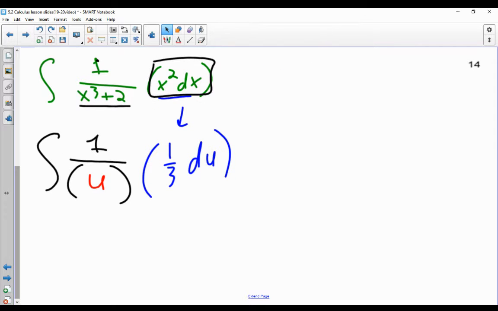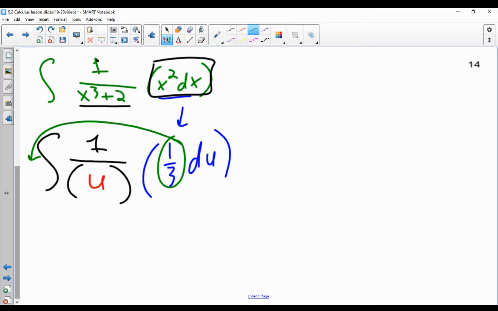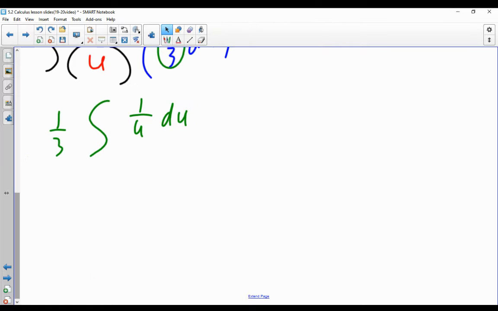And now it looks very similar to problems we've done in the past. And if you want to make it easier, you can go ahead and take the 1/3, bring it to the front. So now we'll have 1/3 integral of 1 over u du. Now that's rewritten like this, let's try our little tactic again.